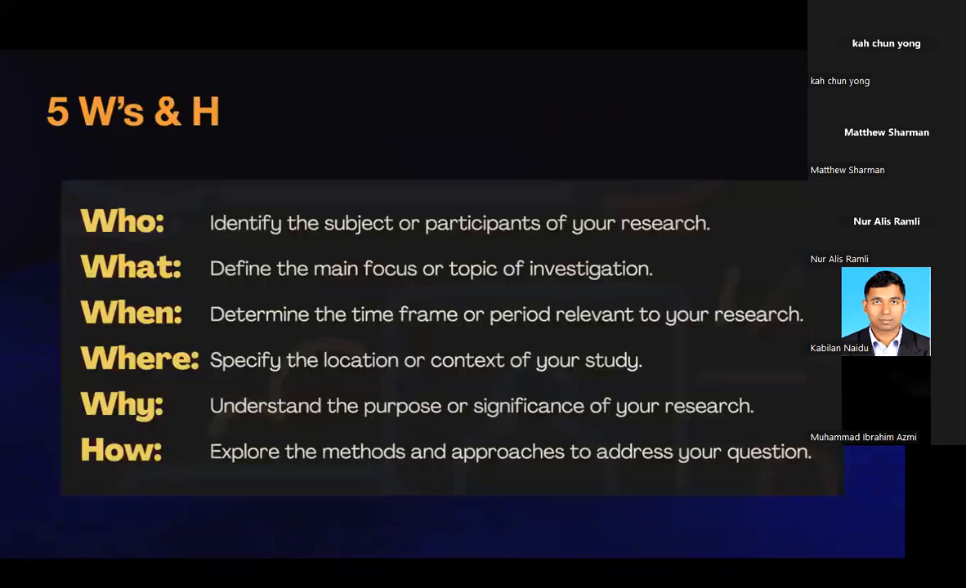So, 5 Ws and 1 H. You have to identify who, so identifying the subject or participants of your research; what, which is the main focus or the topic of investigation; when, which is determining the time frame or the period relevant to your research; where, which is the location or context of your study; why, which is understanding the purpose and significance of your research; and how, explore the methods and approaches to address your question, okay?